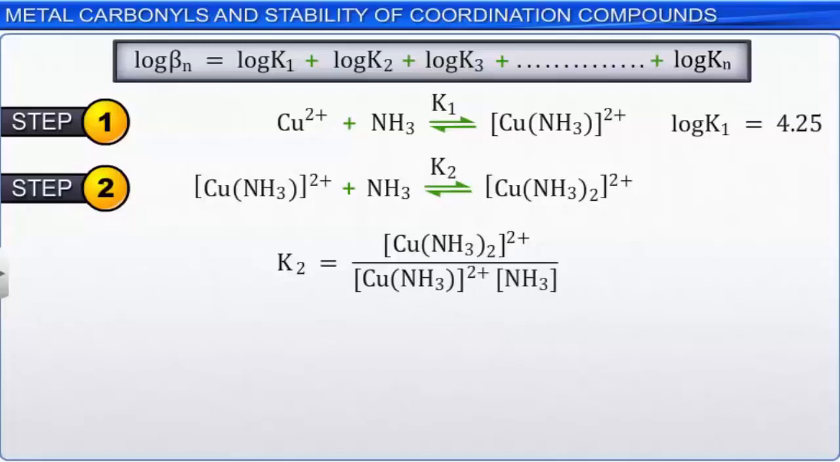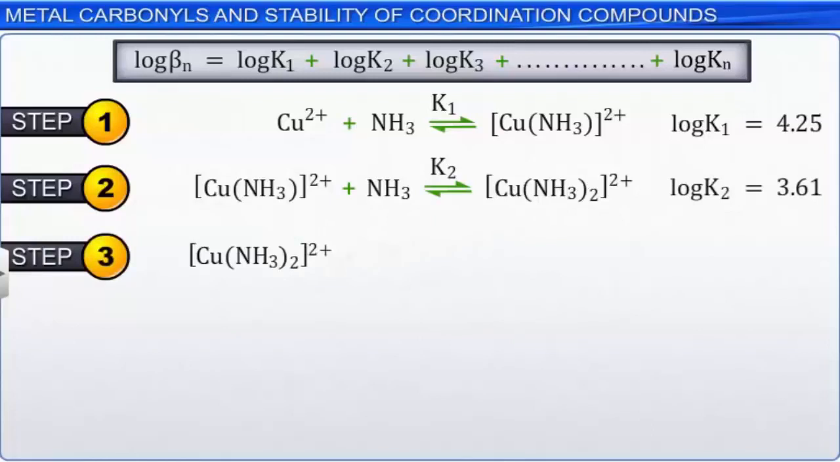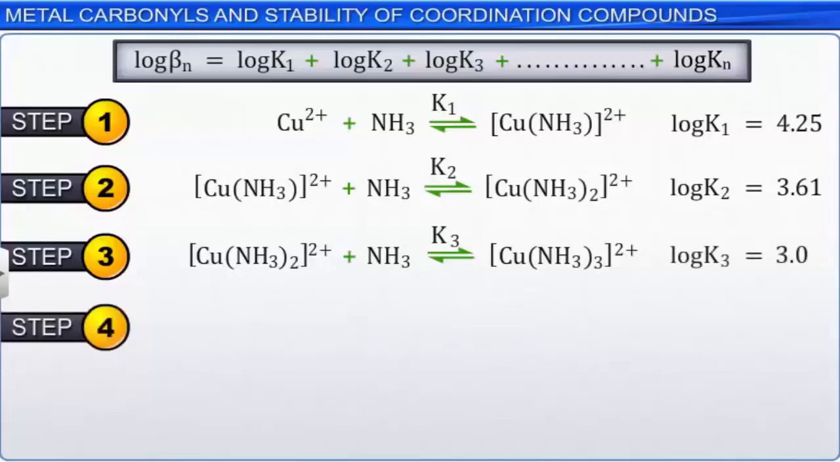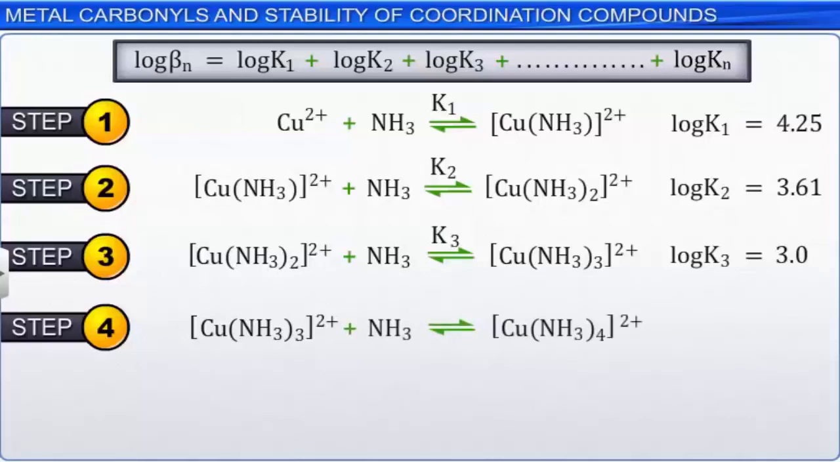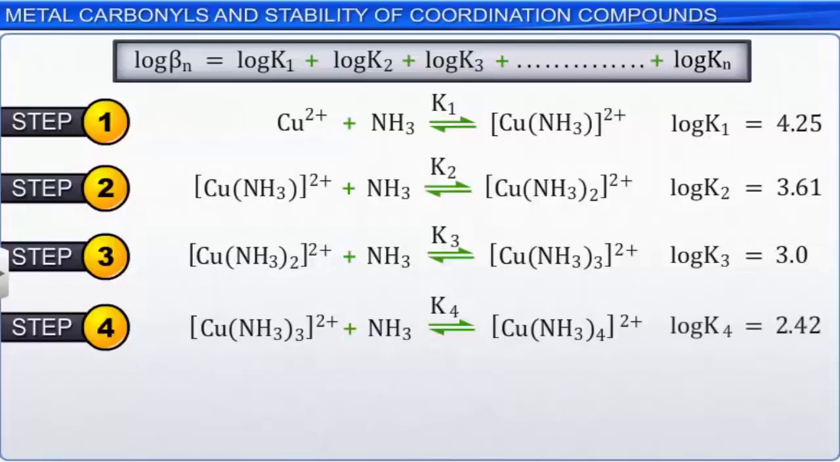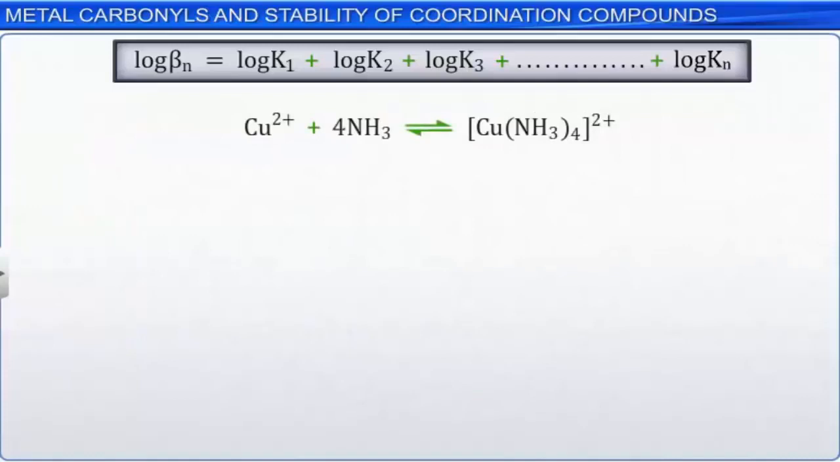The overall stability constant is simply the equilibrium constant for the complete reaction: Cu2+ + 4NH3 in equilibrium with Cu(NH3)4 2+. It is given by the expression beta 4 is equal to the concentration of Cu(NH3)4 2+ divided by the concentration of Cu2+ multiplied by the concentration of NH3 raised to the power of 4. Its value is 1.20 multiplied by 10 raised to the power of 13. In terms of log scale, it is equal to 13.28.